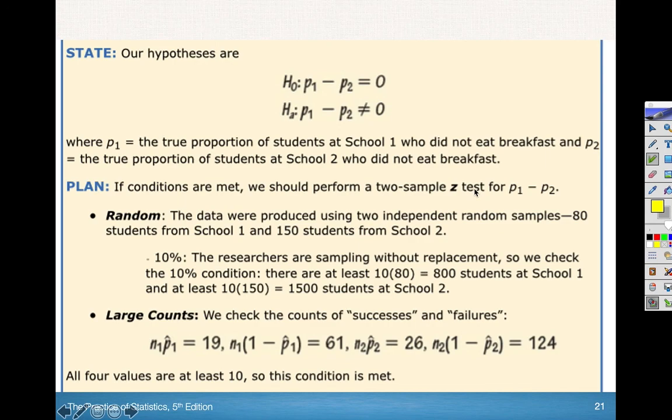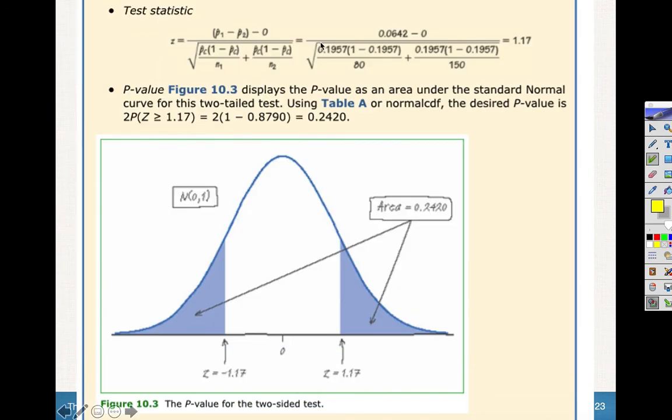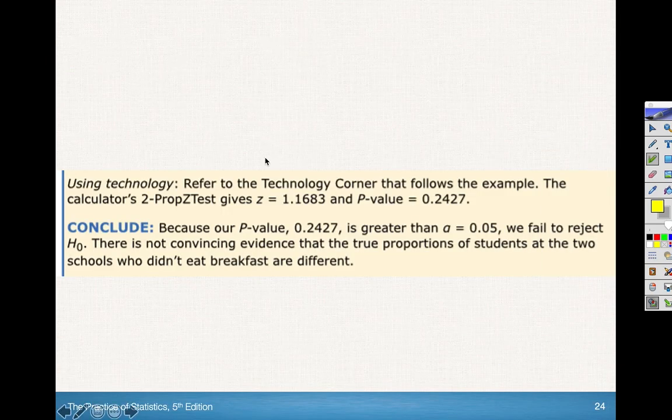Now the do step. Let's take a look at some of this, but remember, you're going to let the calculator do this for you. P1 is 19 out of 80. P2 is 26 out of 150. P combined, just for hypothesis tests, is 19 plus 26 over 80 plus 150. 45 out of 230 is what you're going to use for p hat combined. The test statistic uses the difference, P1 minus P2, but then uses this P combined for all four places in the standard error formula. Your calculator will do that automatically. It's wonderful, and I'm going to stop and show you how.